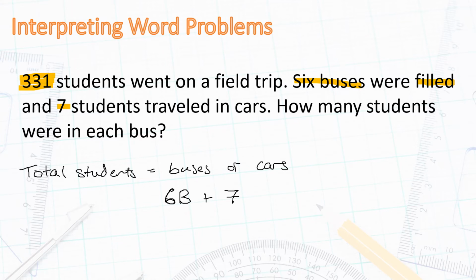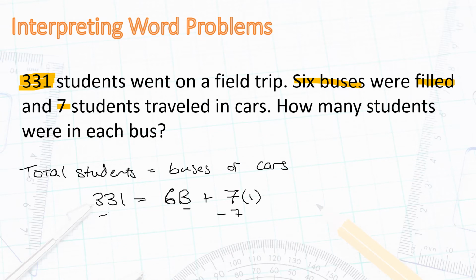So we had 6 buses, but we don't know how many in each. I guess if we were going to do this, we would say 7 cars, but we know there was 1 person in each car. So if that's what it takes for it to make sense in your head, that's fine. And the total number of students was 331. So we're going to need to solve for B.